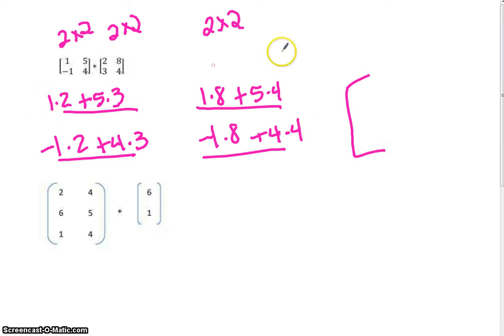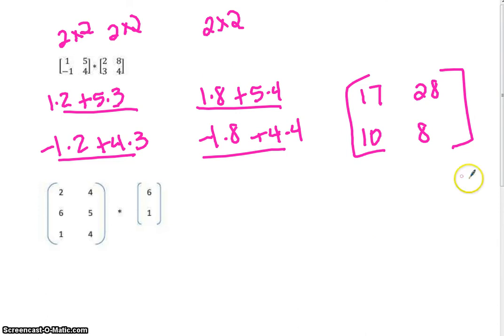So you're going to have 2 plus 15 is 17. 8 plus 20 is 28. -2 plus 12 is 10. And -8 plus 16 is 8.